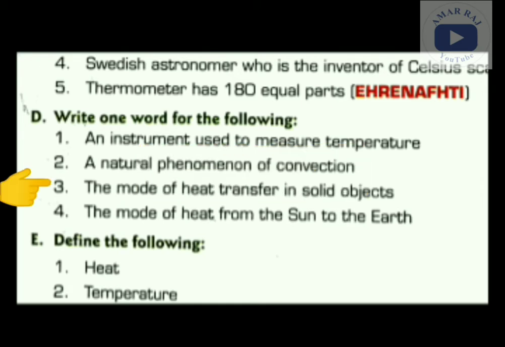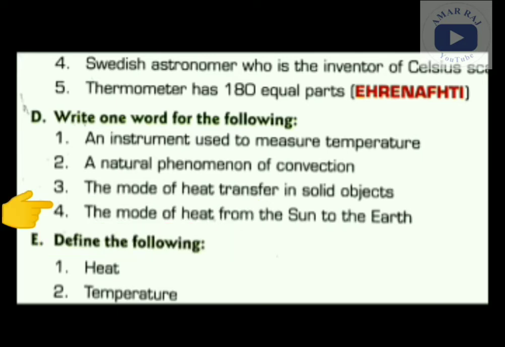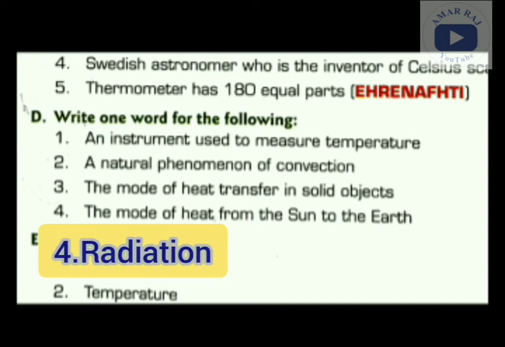Now see question number 3: the mode of heat transfer in solid objects. Students, we have studied the 3 modes of transfer of heat: conduction, convection and radiation. Out of them, conduction is the mode of heat transfer in solid objects, because in solids particles cannot move, and hence conduction is the appropriate mode. Now D4, the mode of heat transfer from the sun to the earth. The best suitable one word answer is radiation.